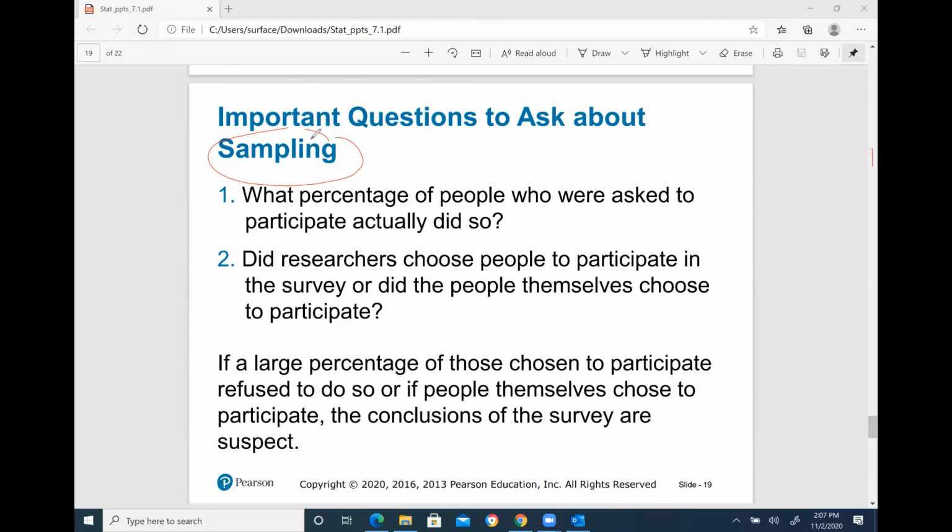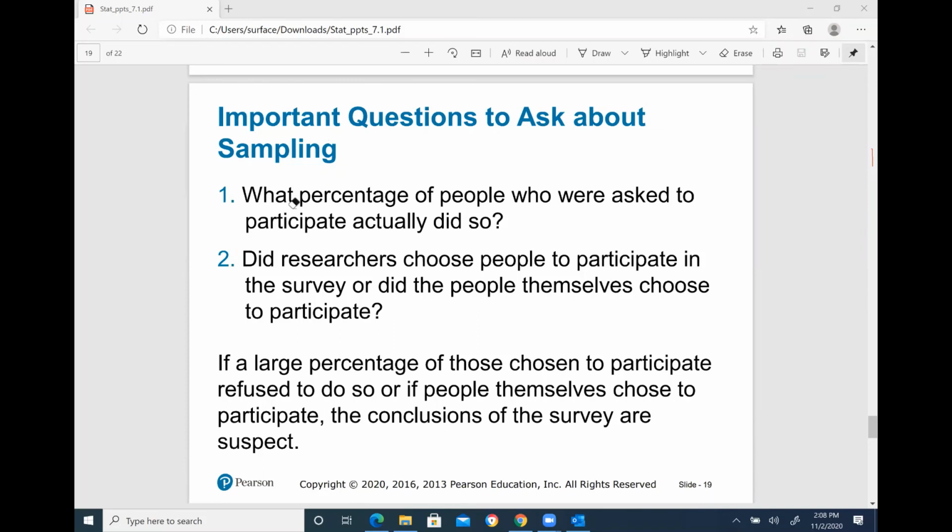Second, did researchers choose people to participate in the survey, or did the people themselves choose to participate? That question can give us a hint for thinking about what we call sampling. This won't be on the test, but on the test you have to know how to identify sample or population and those kinds of data. So here's just the definitions to support more about sampling, samples, populations, stuff like that.